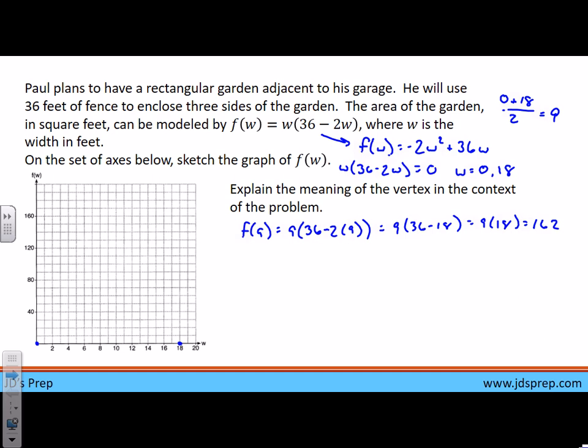Plotting that on the graph, we can come to x equals 9, and then go up to just a little bit above 160, and we get our y value there. So our graph is going to be a parabola that starts down at the origin, goes up to the vertex at 9, 162, and then comes back down to the other x-intercept at 18. So this is what our graph is roughly going to look like.